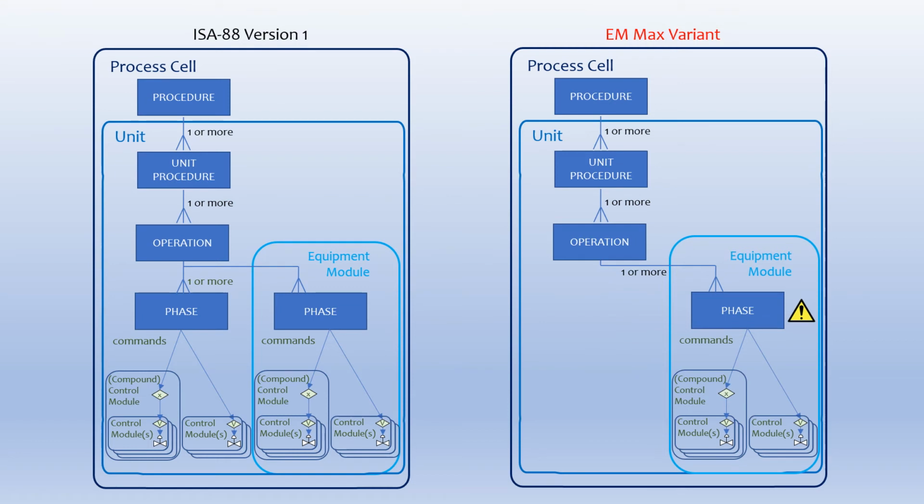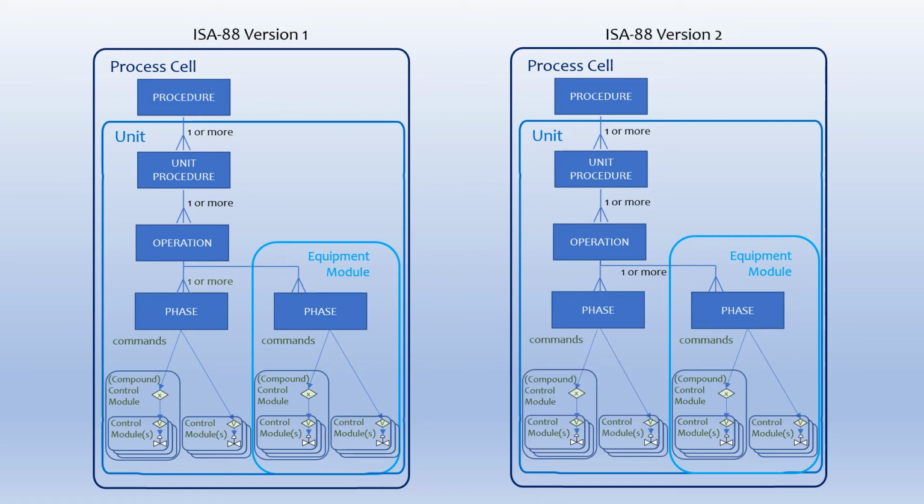Going back to the first variant, the maximum EM variant, this was in my view the most consequential error because following it actually causes more distortion of the design. But it was also the easiest to fix. In version 2 of ISA-88, it was simply made clear that equipment modules were optional, and therefore there was no need to fragment units into pseudo equipment modules, and phases could be properly assigned to units.